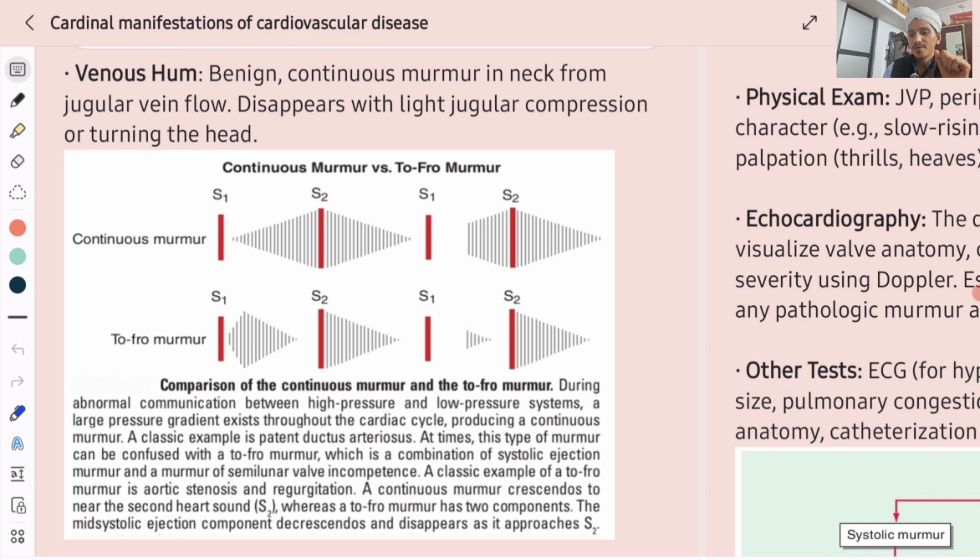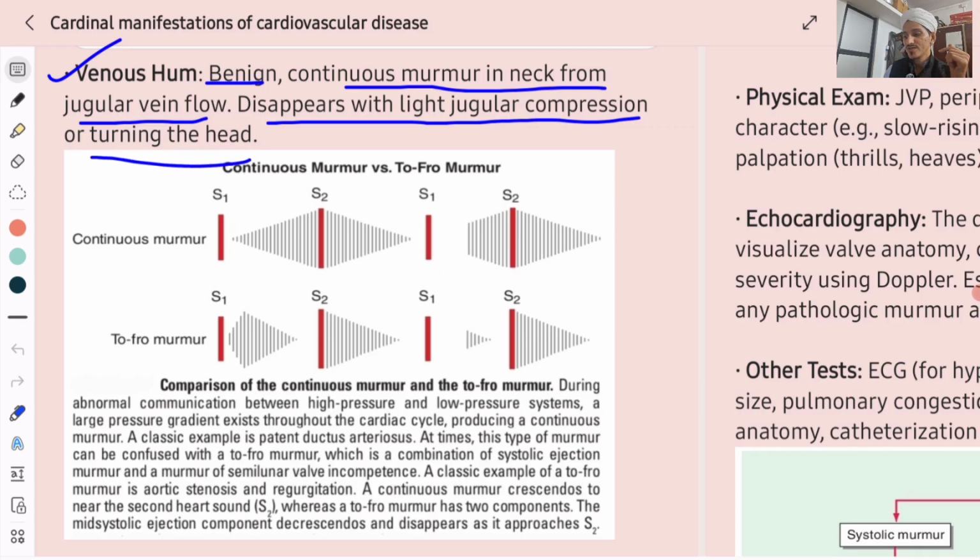So next is venous hum. It is a benign continuous murmur in the neck from the jugular vein flow. It disappears with light jugular compression or turning the head. So you auscultate yourself and you hear the murmur. Murmur is said with respect to valves, but if it occurs in veins, that is called hum, venous hum. Okay.